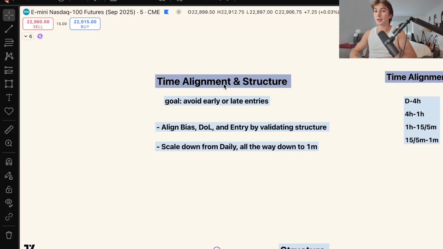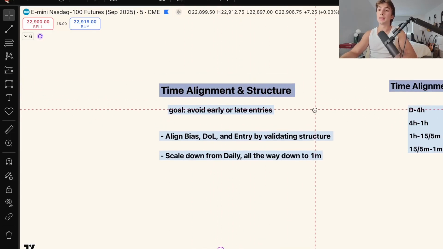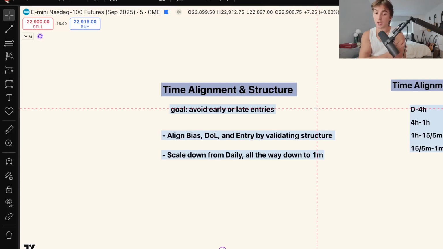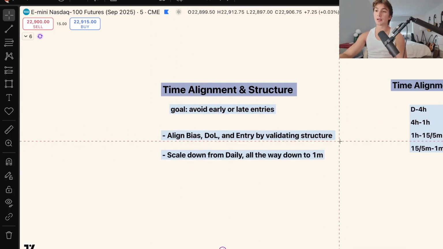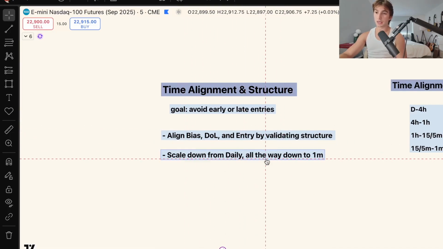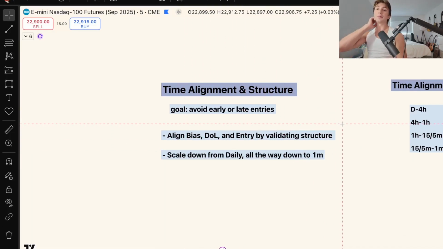And yeah, you're going to learn a bit about the continuations, just the beginning of reversals and everything, and how to just properly align time frames. So one, you're not early to trades, or two, you're not too late. You don't want to get caught up in the manipulation moves, and you don't want to get caught up in the bottom or top of the move, or you get the point. So I'm going to be teaching you how to align bias, draw liquidity, and entry by validating structure. And I'm going to teach you how to scale down from daily all the way down to the 1 minute. So this is something I really want you to engrave in your brain.